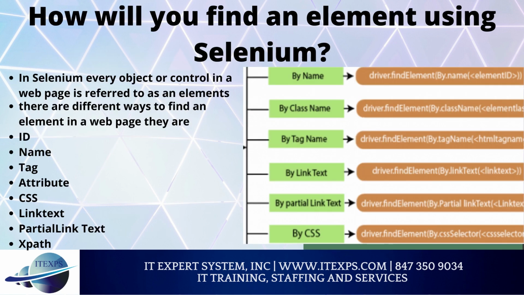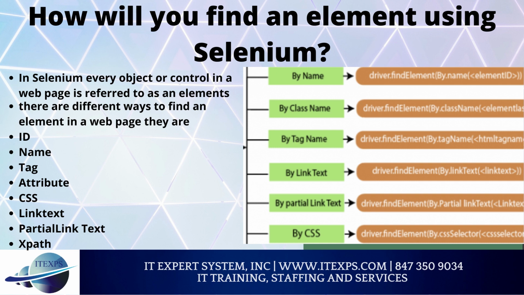How will you find an element using Selenium? In Selenium, every object or control in a web page is referred to as an element. There are different ways to find an element in a web page. They are: ID. Finds elements by ID attribute. The search value given should match the ID attribute.